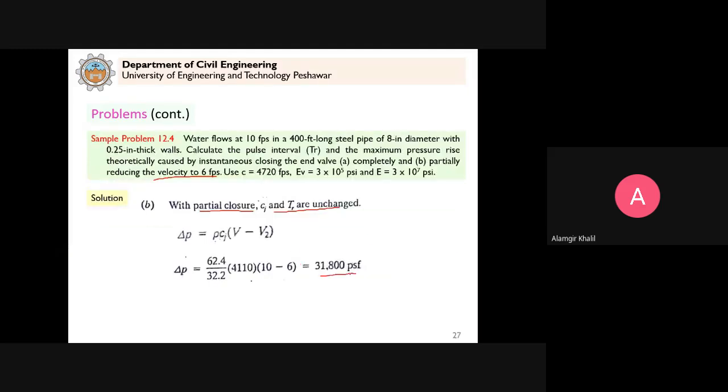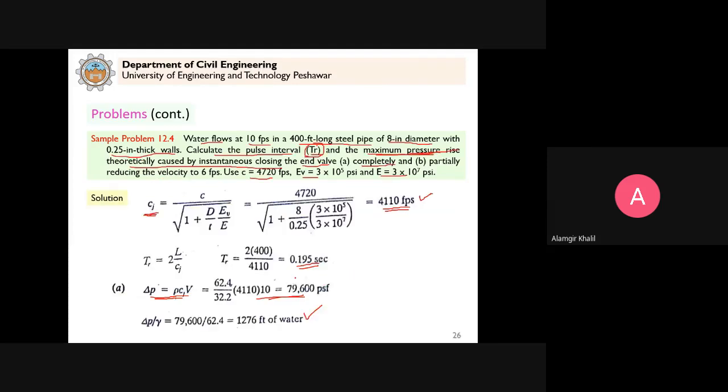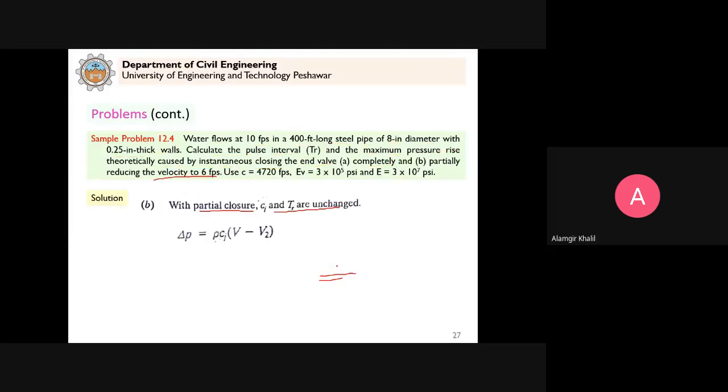Now in this case, the pressure is this much. Now see what was the pressure in part A? 79,000. And now in here, what is the pressure? Around 32,000 pounds per square foot. So that's why slow closing the valve will keep the pressure less. This is what we studied earlier.